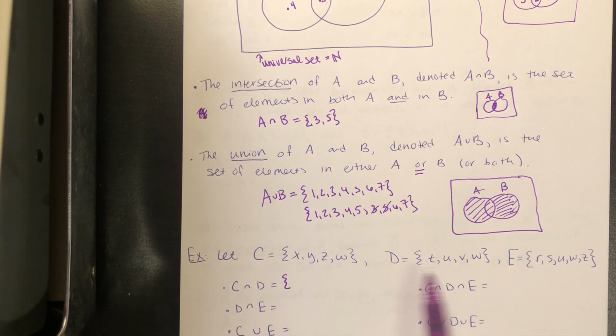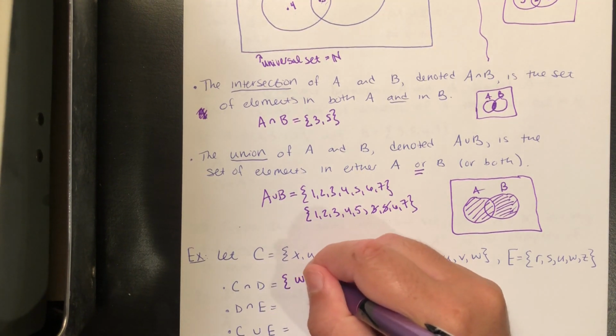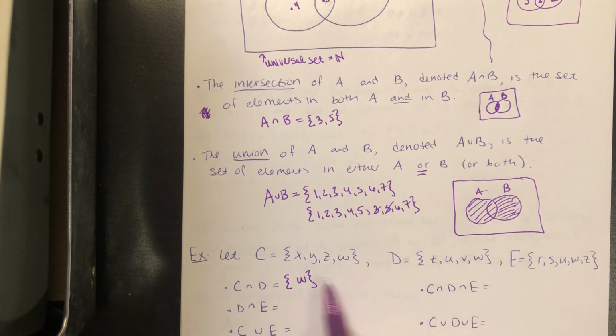Well, it's not going to be X, because X isn't here. It's not going to be Y, because Y is not here. It's not going to be Z, Z's not here. W is the only one. Similarly, T, U, and V are not in C, so they're not going to be in the intersection.